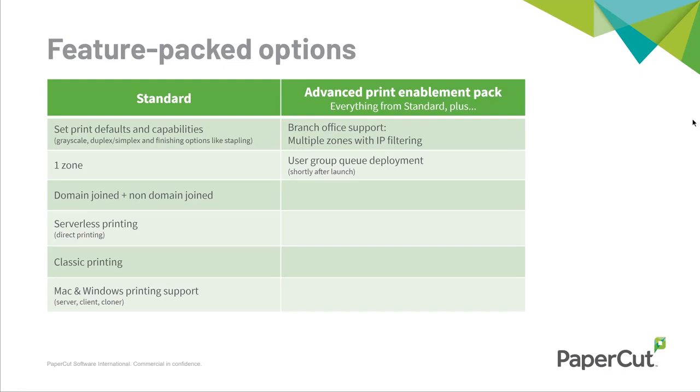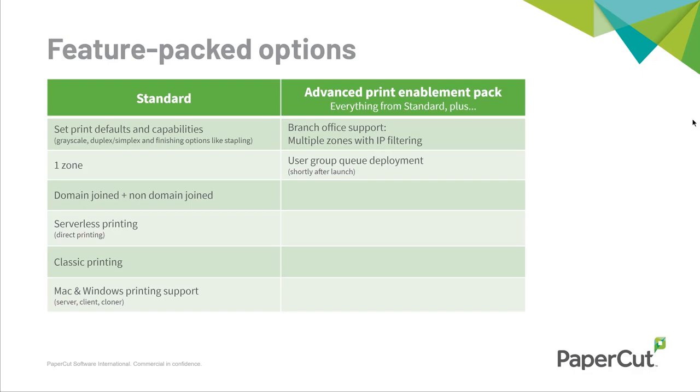When it comes to the advanced print enablement pack, this option of the feature is focusing on those customers with multiple branches, with people moving between branches. So with it, you get multiple zones, and with each zone, you can set up IP-based filtering, so where a user is, and you can also set group-based filtering, so based on who someone is. So let's say you have a branch with permanent staff and you have a branch with contractors. You could potentially deploy different print queues out to your staff versus your contractors.